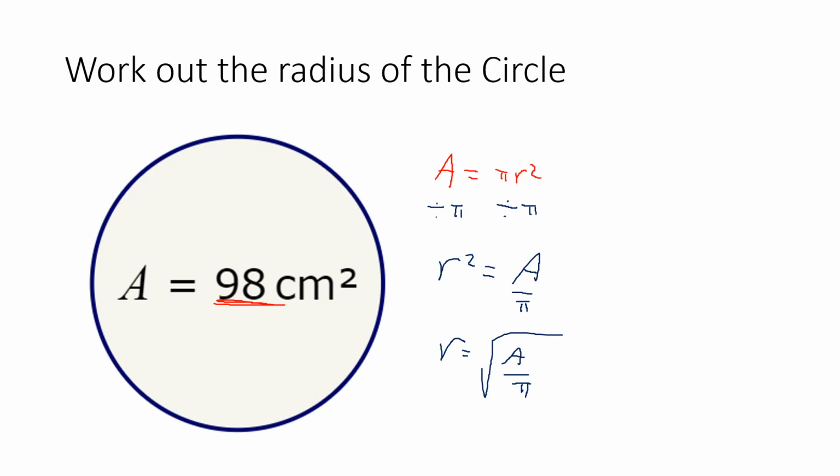Let's do this in practice. So, the radius squared is going to be 98 divided by 3.14. And if we plug that into our calculators, we should get an answer of 31.2. And so therefore the radius is just going to be the square root of 31.2, which is equal to 5.6 centimeters.